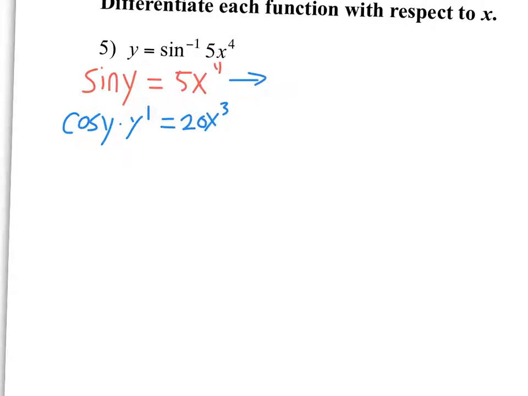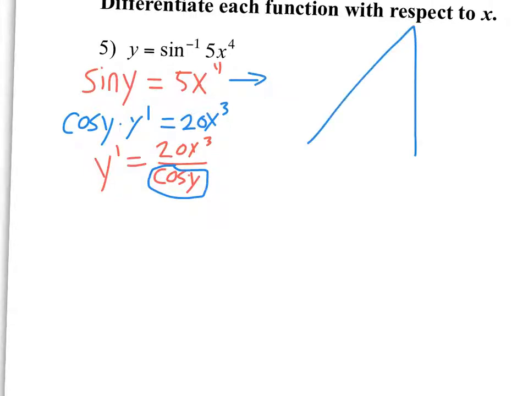Okay, getting y prime by itself, we're going to have 20x to the third, divided by cosine of y. Now, the reason that we need a picture is that we don't know what cosine of y is, so we're going to use our understanding of triangle trig to figure that out. And I've got an angle of y, because we know that sine y is 5x to the fourth, that's my opposite, divided by 1.